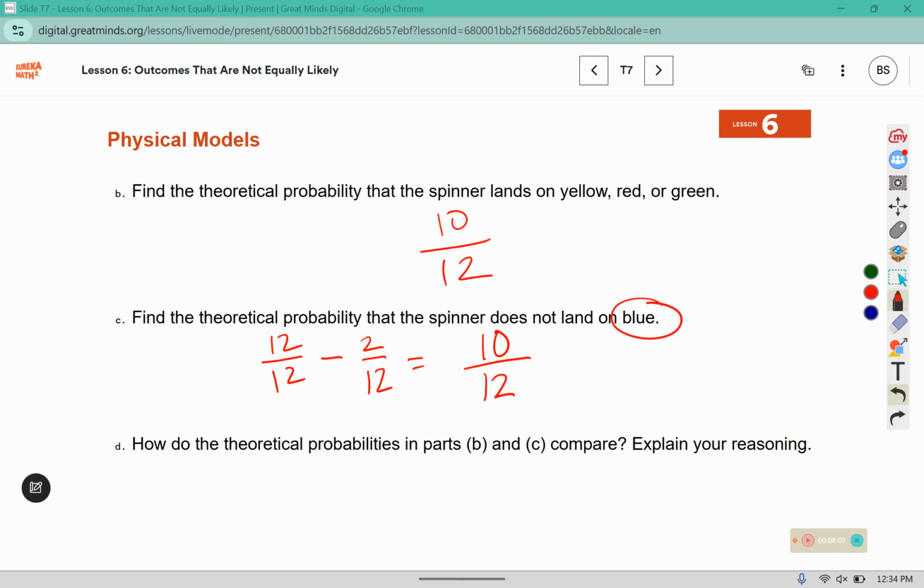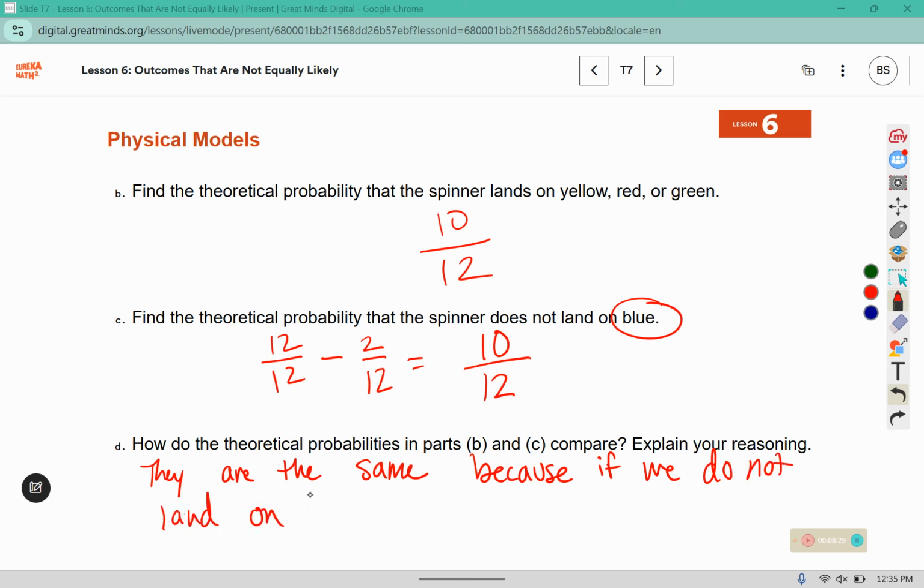How do the theoretical probabilities in B and C compare? Explain your reasoning. These probabilities are the same, because if we don't land on blue, we must land on yellow, red, or green.